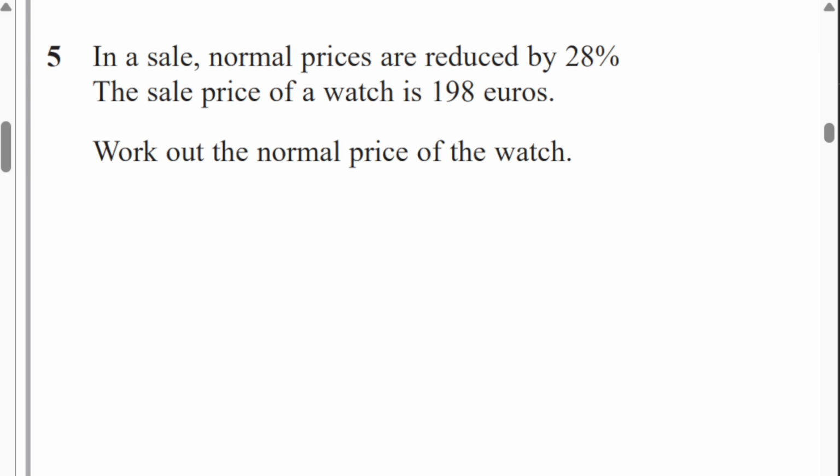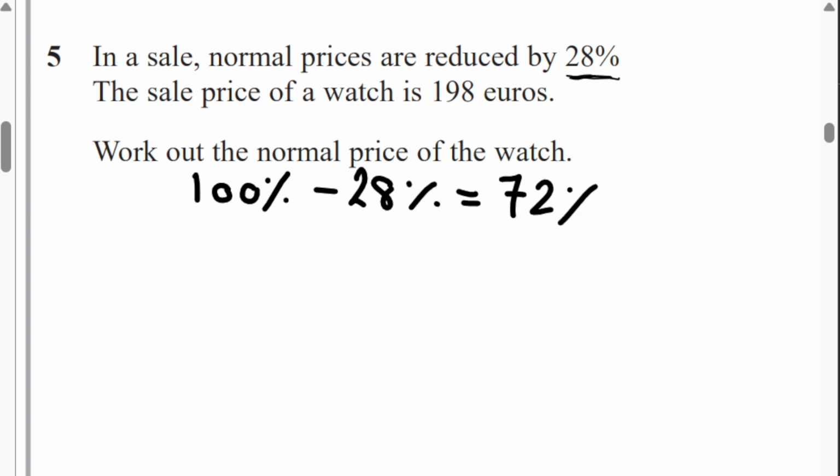That's very good. Now, if the prices are reduced by 28%, that means if someone goes there, they will pay 28% less. So what we will pay is 100% minus 28%. That means people will pay 72%. Did you get this part?